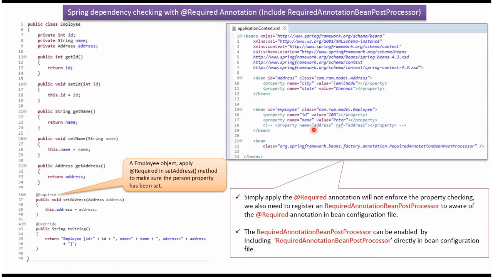In the Spring configuration file, we have not set address to the employee object, so we will get an exception because in address, @Required annotation is set. So if the address object is not set in the employee object, we will get an exception. If you see, this property is commented.